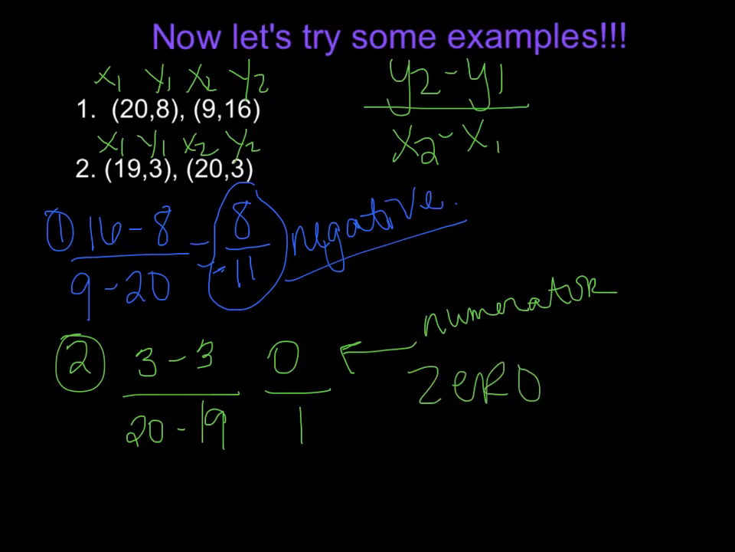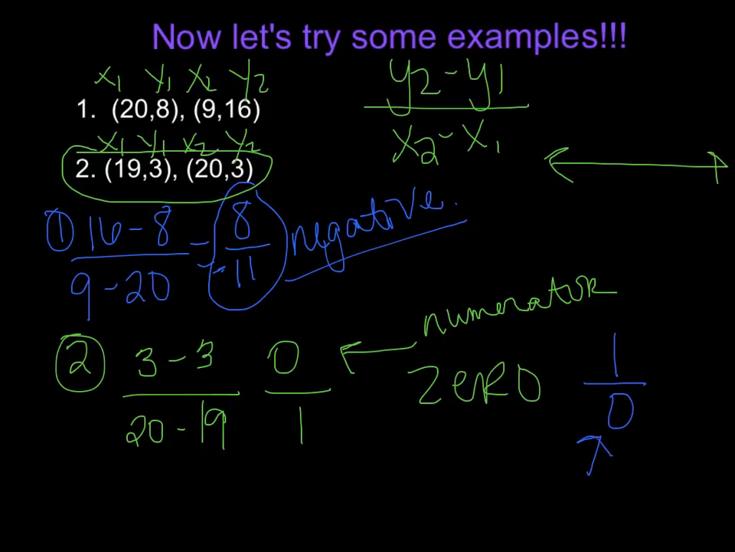If you were to graph these 2 ordered pairs in a coordinate plane, you would see that it would end up being a horizontal line, which would be a 0 slope. If the 0 would have been in the denominator, that would have been an undefined slope. Just keep that in mind. Make sure you write that down in your notes, okay?